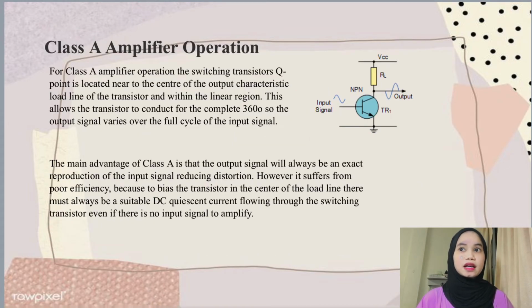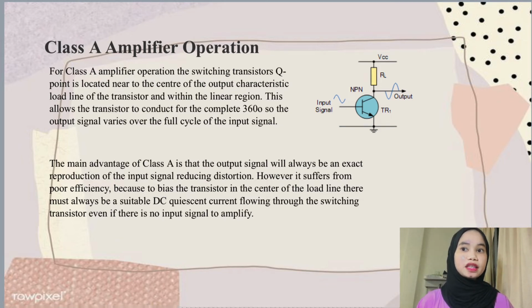Okay, first, class A amplifier operation. For class A amplifier operation, the switching transistor's Q point is located near the center of the output characteristic load line of the transistor and within the linear region. This allows the transistors to conduct for the complete 360 degrees, so the output signal varies over the full cycle of the input signal.